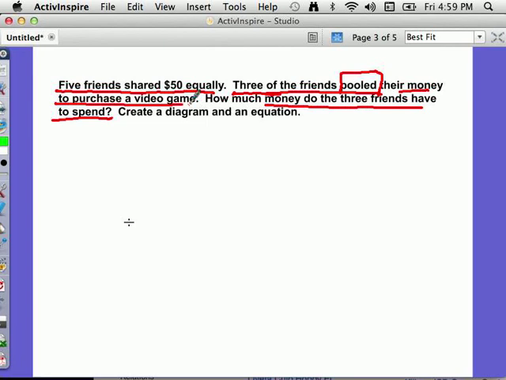Now let me make sure that I get a deeper understanding. If I have 5 friends and I have $50 that we're sharing equally, I know that we're splitting that, which is also another way of saying dividing that. Yes, ma'am. So equally tells me that I'm going to divide. So I'm going to take $50 and then I'm going to divide that amongst 5 of us.